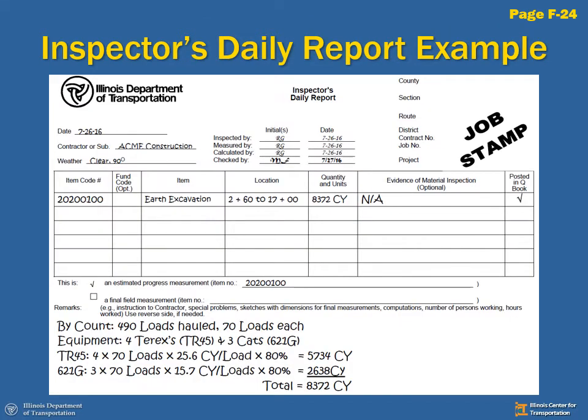On page F24 in the DOT guide, you can see this IDR example. Here's our pay item number, description, our location is estimated. Check the estimated box, put our pay item number here. Here we had load counts where we had our TR45s. We had 4 of those units. Each of them hauled 70. Here's that 25.6 cubic yards per load times our 80% factor. We get our cubic yards. Here's our 621G, 3 units, 70 loads each. Our struck capacity, 80%. We got our other quantity. Here's our total quantity. That goes up here, our total quantity and our units. Looking pretty good.